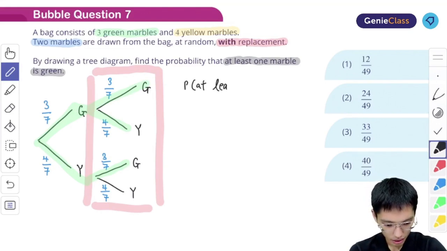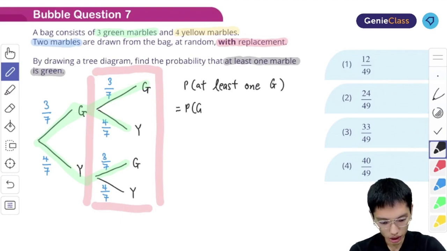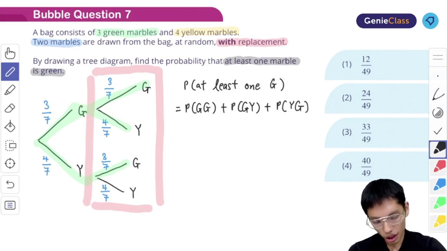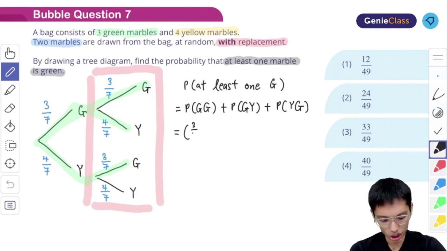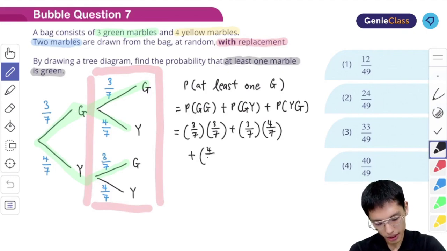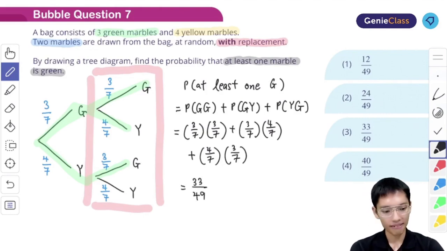So therefore, when I talk about at least one green, you have to consider probability of green or GG, or just only one marble. Okay, this is where the events are. You have to permutate. So therefore, all you need to do, multiply each of the numbers. So GG, 3/7 times 3/7. GY, 3/7 times 4/7. Lastly, YG, 4/7 times 3/7. Take your calculator, press it out. 33 over 49. Okay, that's how you got it.